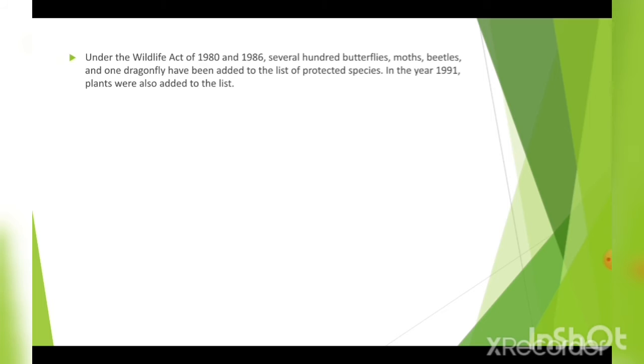Now, under the Wildlife Act of 1980 and 1986, several hundred butterflies, moths, beetles, and one dragonfly have been added to the list of protected species. In the year 1991, plants were also added to the list.